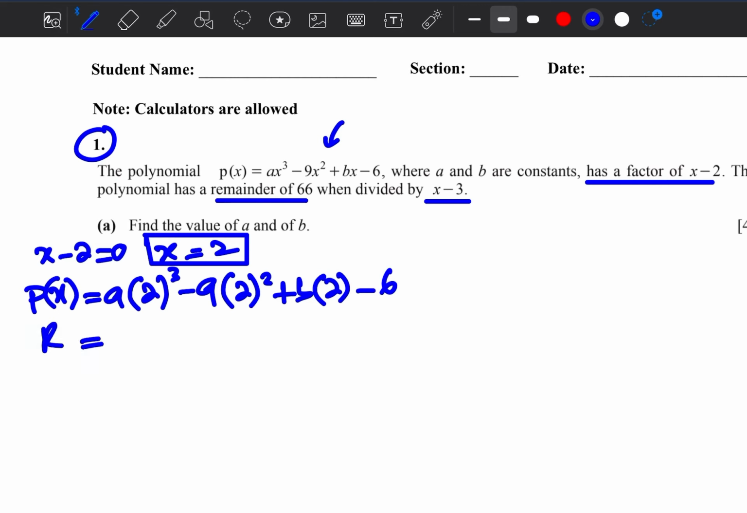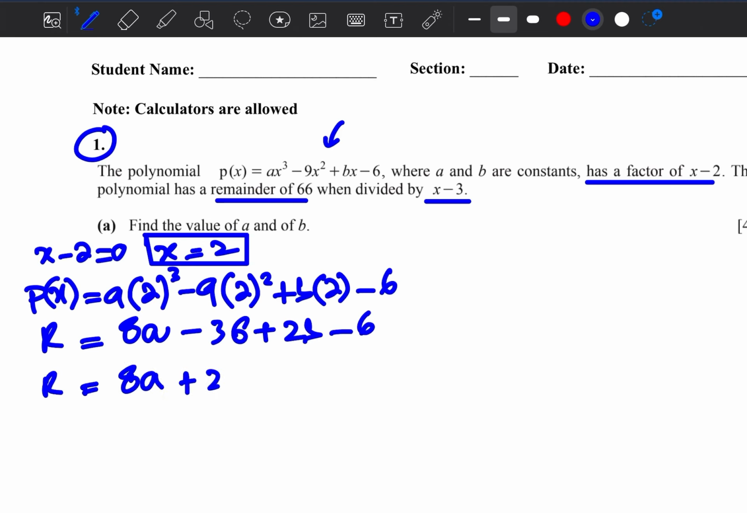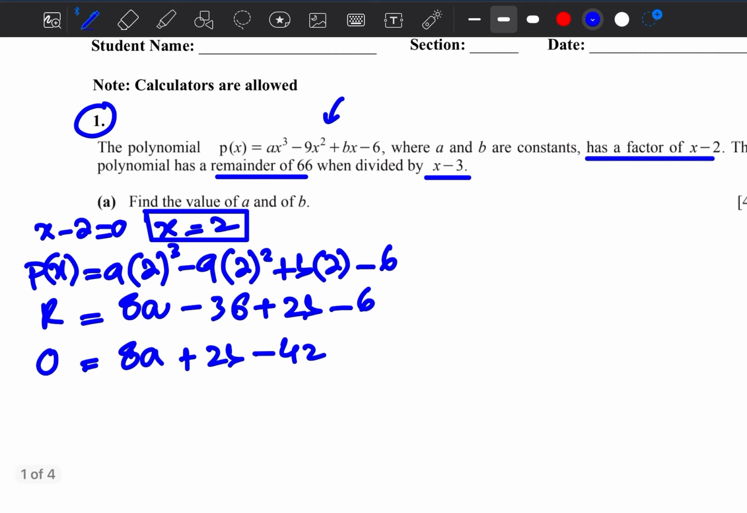So this is going to be called the remainder, which is 2 cubed, 8a, 2 squared is 4, 4 nines are 36, 2 into b is 2b, then minus 6. So the remainder over here is 8a plus 2b minus 42. Since x minus 2 is a factor here, I can say the remainder is going to be 0. So I'm going to equate my remainder with 0 here, since I got the remainder by putting x equal to 2, which is a factor.